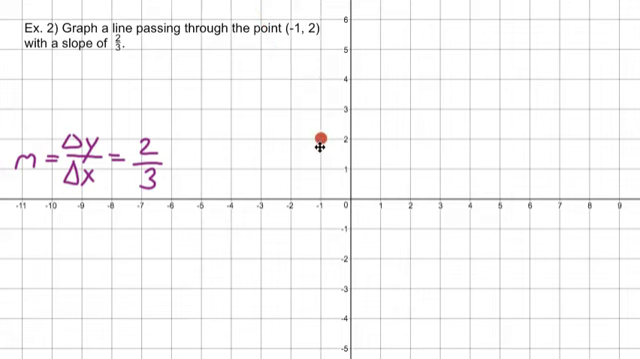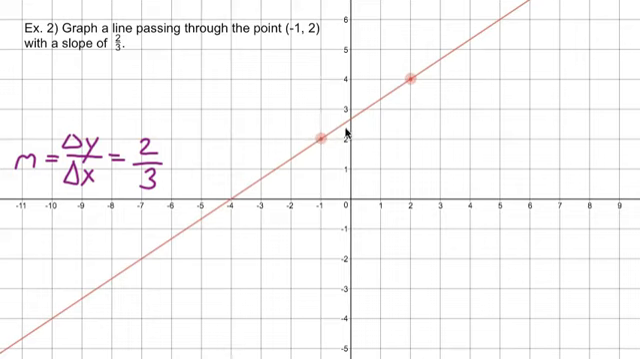So what that tells me I can do is that when I make my second point, I start from my first point, (-1, 2), and I'm going to increase the x value by 3. So I would go 1, 2, 3 over. Now I'm going to increase the y value by 2. Up 1, up 2. And that gives me a second point.